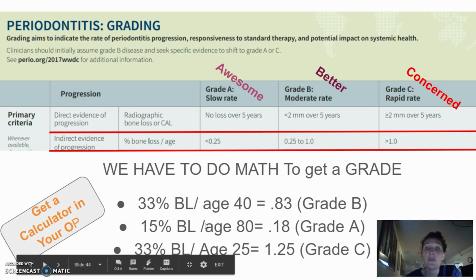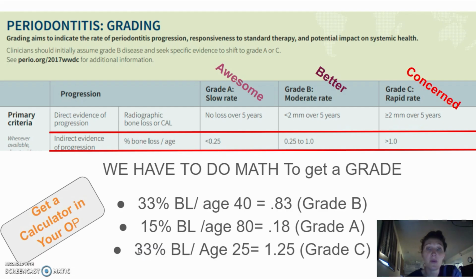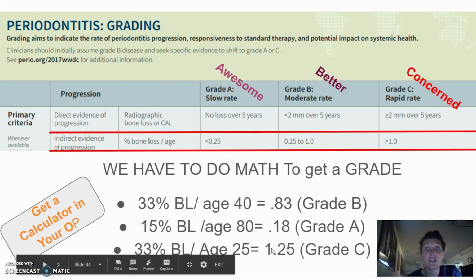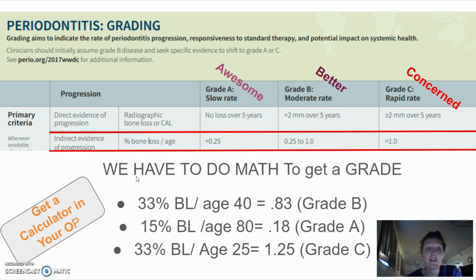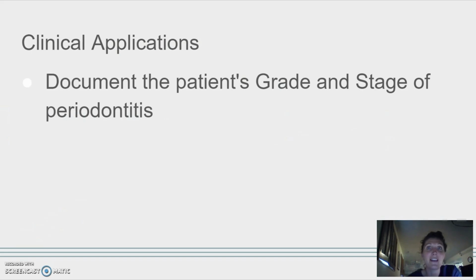Okay, 15% bone loss at age 80. That's 0.18. They're doing pretty good for their age, grade A. If they have 33% bone loss by age 25, this is of concern, 1.25. We're at a C. So you're going to have to get a calculator in your operatory to be able to determine sometimes their grading. If they smoke, that's an easier way to do it. If they smoke half a pack a day, it's easy to determine that. But if not, then you're going to have to get your calculator out. I guess that's what I'm trying to say here.